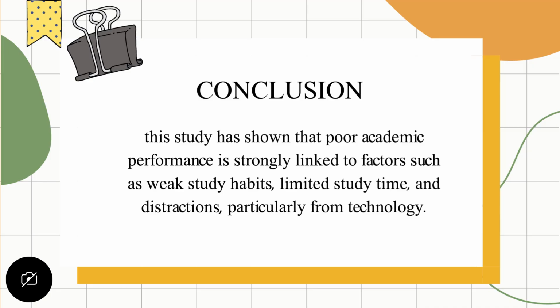So, that is basically what we would have looked at for our research. And of course, this study does show, based on the amount of students that were participating in this survey, that poor academic performance is strongly linked to factors such as their weak study habits, limited study time, distractions, and mostly the distractions from their technology.